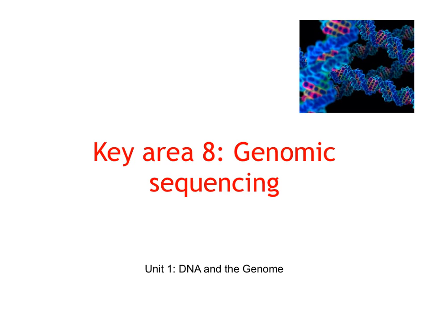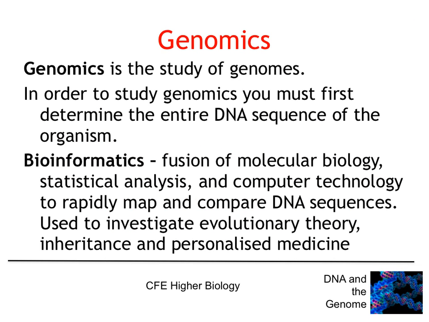Well, you'll be glad to know that this is the last key area in Unit 1, and this is looking at genomics and genomic sequencing. So, first of all, with this word here, genomics: genomics is a study of genomes, and in order to study genomics, you must first determine the entire DNA sequence of the organism. So, what genomics is involving is determining the sequence of the nucleotide base molecules all along the organism's DNA, and then relating this genetic information about genes to the function.